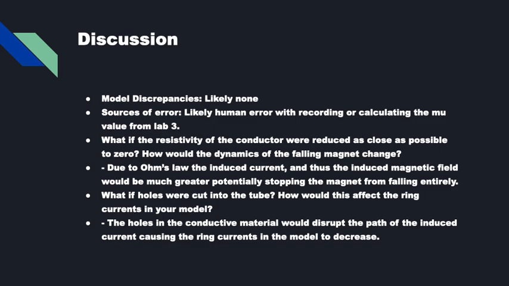Due to Ohm's law, the induced current and thus the induced magnetic field would be much greater, potentially stopping the magnet from falling entirely. And what if holes were cut into the tube? How would this affect the ring currents in your model? Holes in the conductive material would disrupt the path of the induced current, causing the currents in the rings in the model to decrease.